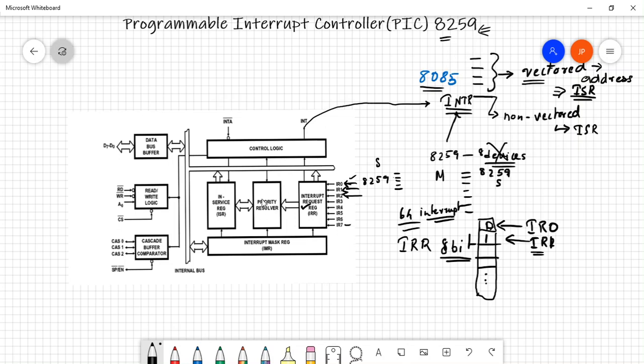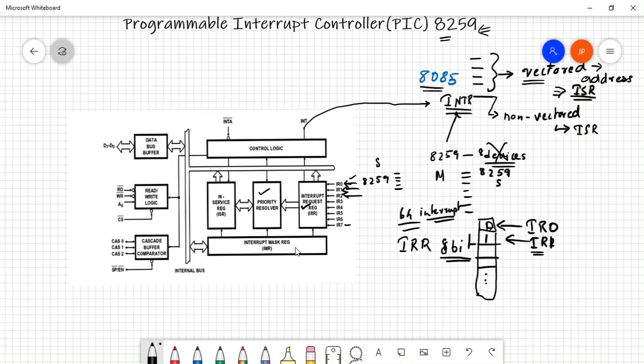Now next block over here is known as your priority resolver, right? Priority resolver, as the name suggests, it resolves the priority, which means that which interrupt is having the higher priority is decided over here. So depending upon the initialization that we have given, it will decide which interrupt has the highest priority. For the time being, we'll take the default priority, and if 2 interrupts occur, so basically it does a few checks, right? It will check which has the highest priority.